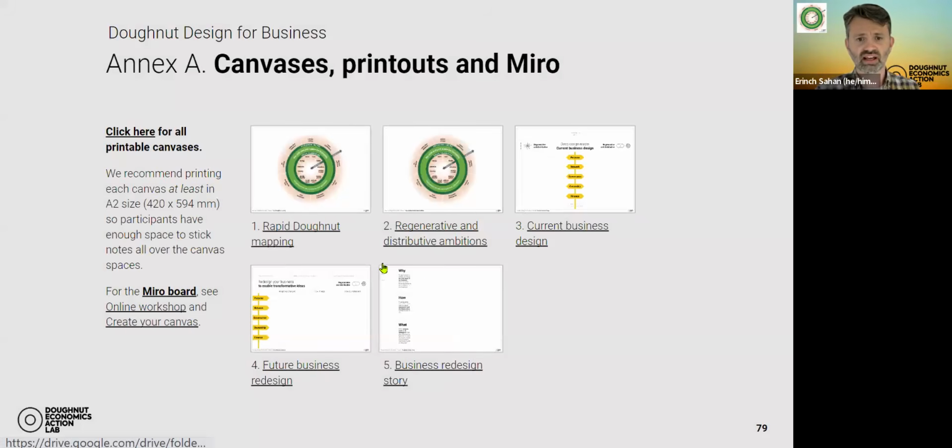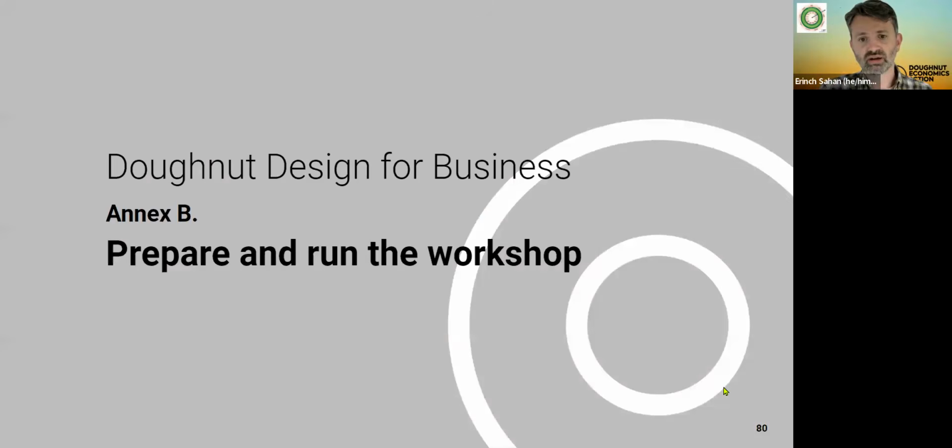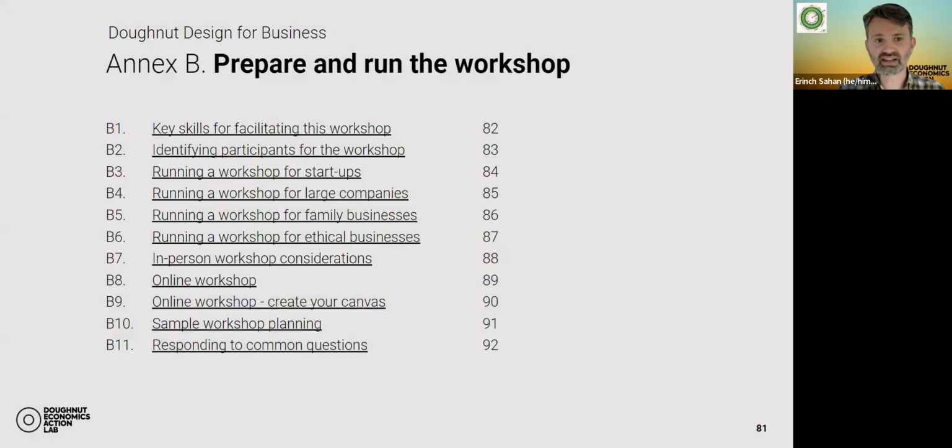For instance, we have all of the canvases available for the activities that I will be introducing over the next 40 minutes. These are essentially the canvases for the first two parts, the donut itself, and we work on that, but it's available as a Miro board if you're doing an online workshop. It's available as a PDF if you're printing it out and doing it in person. We've also got other key aspects here.